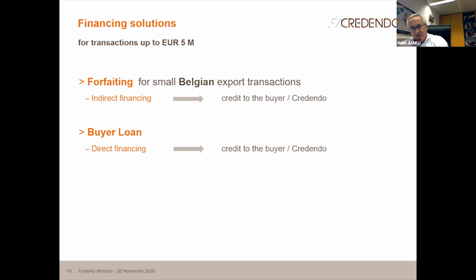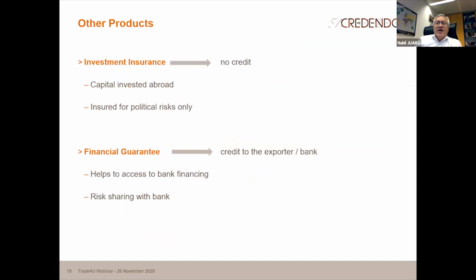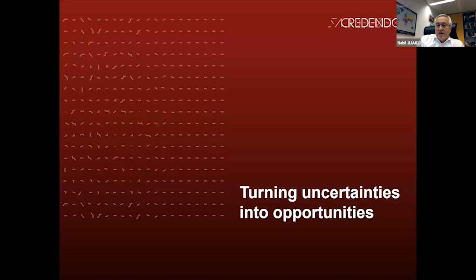And then I would like to insist on the next slide about the other things that we can do. On the next slide, you will see it's also quite interesting for a company. We can provide a financial guarantee, which gives comfort to the bank to provide a credit to the exporter. So it helps to access the bank financing. And from our side, we share the risk with the bank. It's not of relevance in that case, but we can also provide investment insurance if the company has to invest in the country itself. So Didier, I'm coming to the end of my presentation.